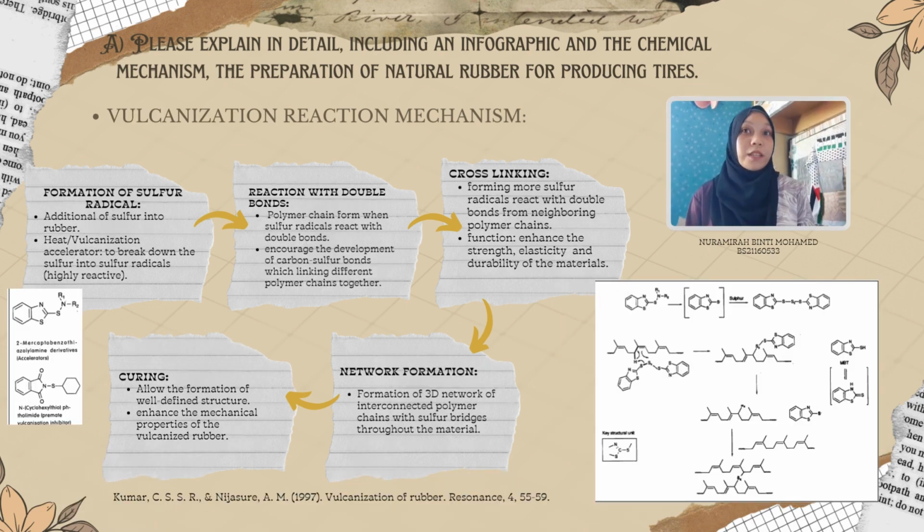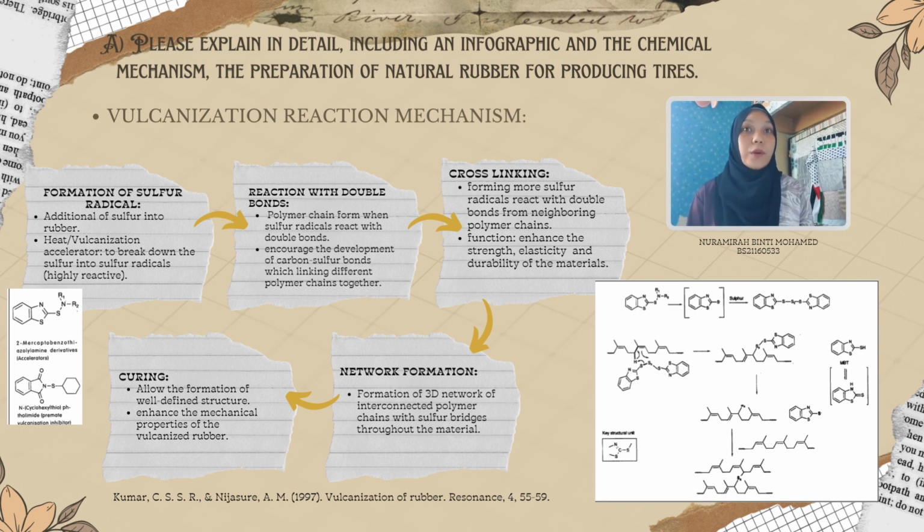On the other side, the vulcanization reaction mechanism also involves 5 steps, which are formation of sulfur radical, reaction with double bond, cross-linking, network formation, and also curing. In formation of sulfur radical, there is the addition of sulfur into the rubber. The heat and vulcanization accelerator are used to break down the sulfur into sulfur radical, which is highly reactive. Next is the reaction with double bond, whereby the polymer chain reacts with the sulfur radical at the double bond. This will lead to the development of carbon-sulfur bonds, which link different polymer chains together.